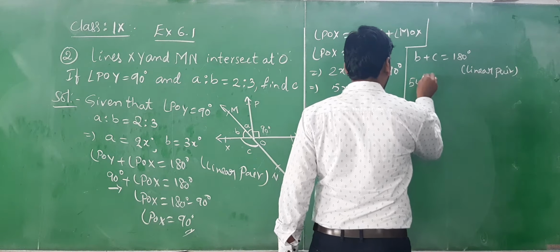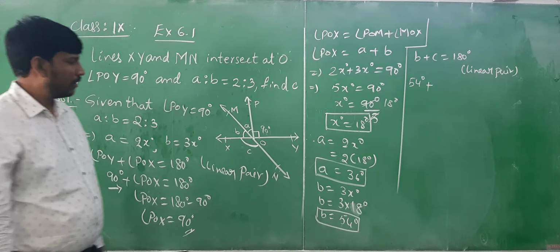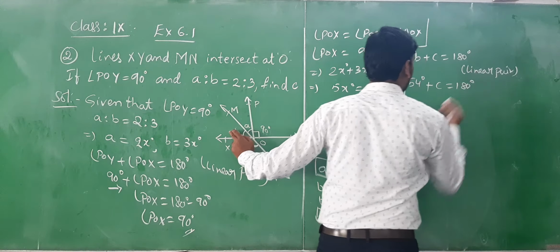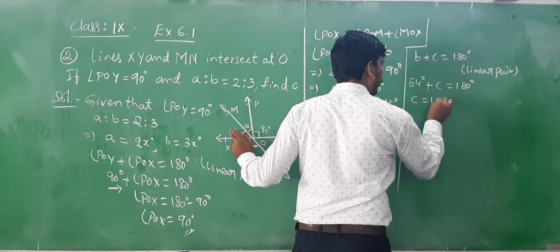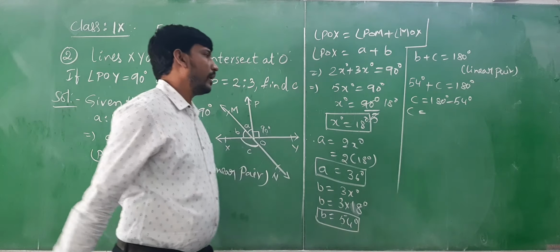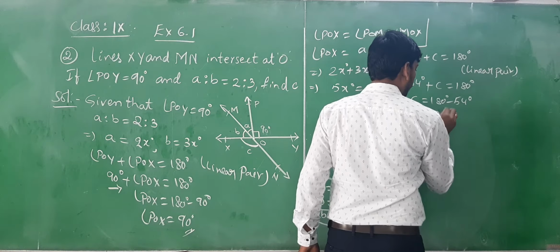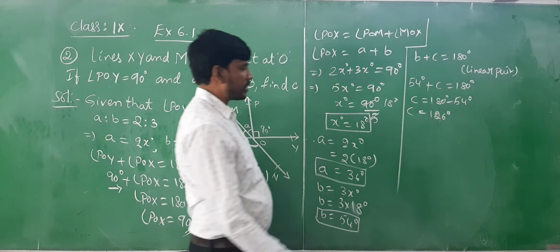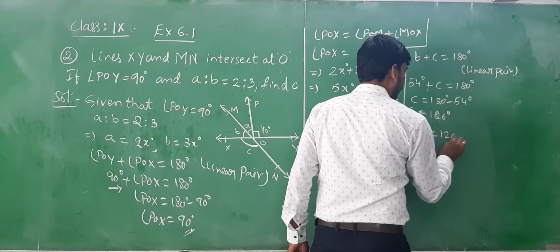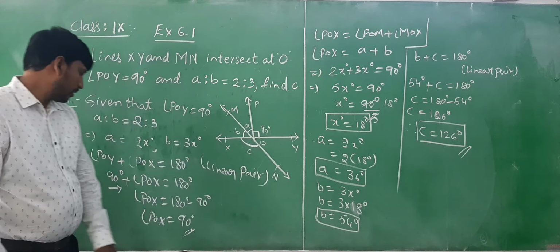So 54 degrees plus C is equal to 180 degrees. Now, by transposing 54 to the right hand side, 180 minus 54, so angle C is equal to, it is 136 degrees. Sorry, 126. Is this 126? Yes. So therefore here angle C is equal to 126 degrees. Clear, children? Right.